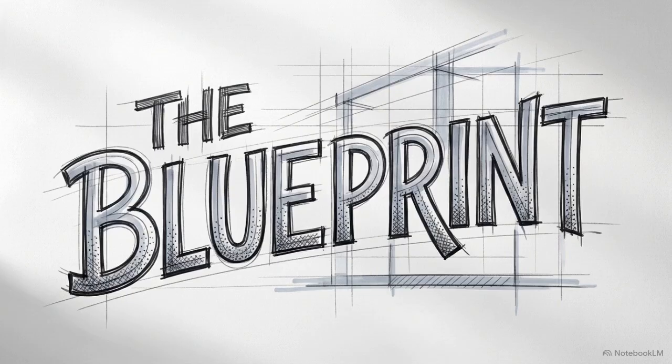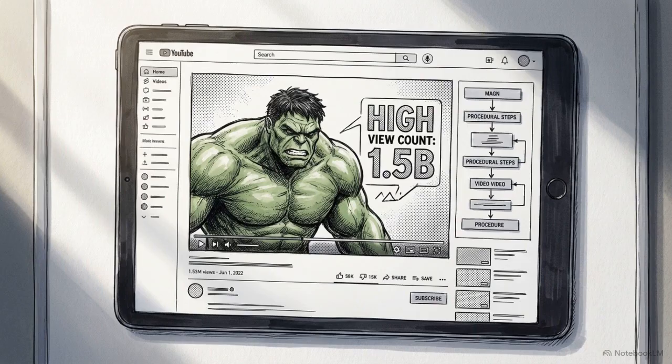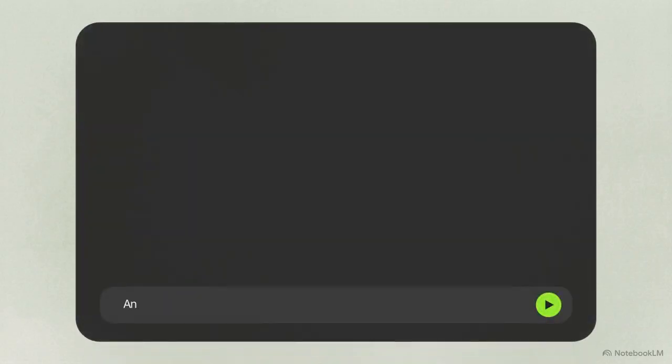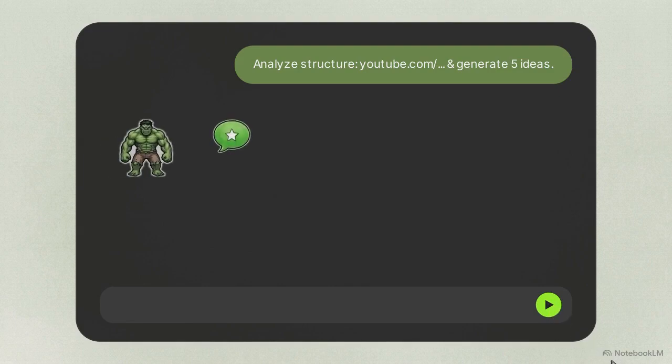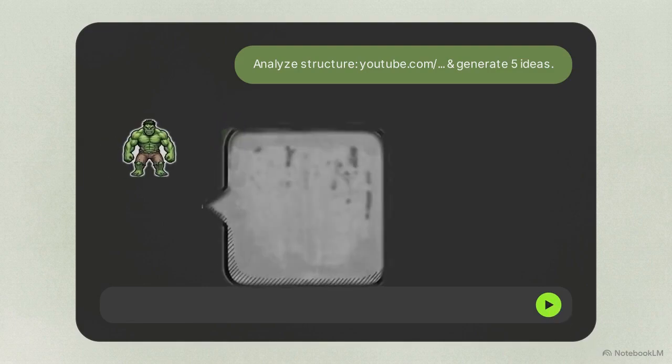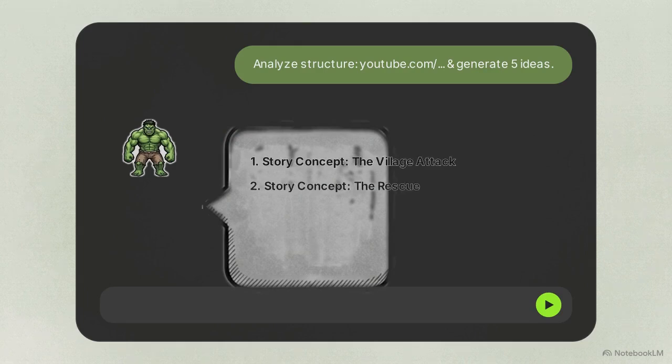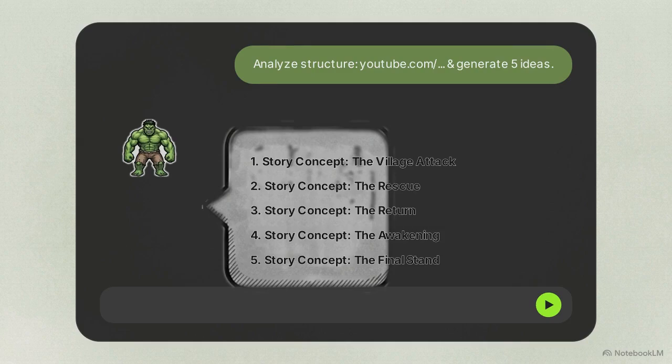Step 1 is getting a proven narrative framework. Find a successful AI story channel you want to emulate, copy the link to one of their videos, and ask ChatGPT to analyze its pacing and structure. This diagram illustrates what we do next. Once the AI understands the structure, you give it a command to take that core concept and split it out into 5 distinct new story ideas based on the exact same format.